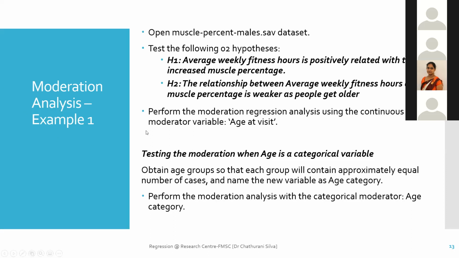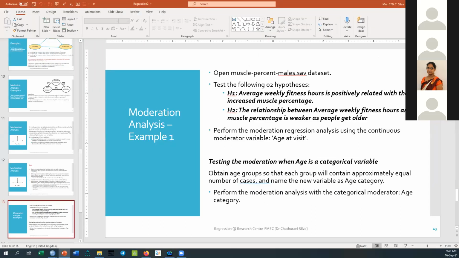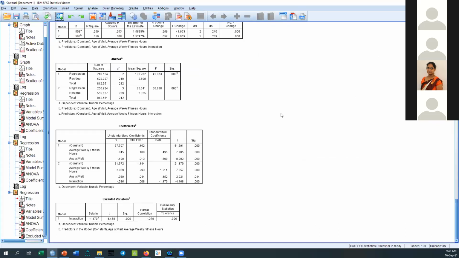When you increase people's age, you are expecting a weaker relationship between their fitness hours and muscle percentage, right? So positive or negative? Negative. Negative relationship, very good. So we assumed a negative relationship, and also we got the same result. Otherwise, just by looking at the regression coefficient, you are not going to say it's a negative relationship, right? You have to hypothesize that based on previous research, right?